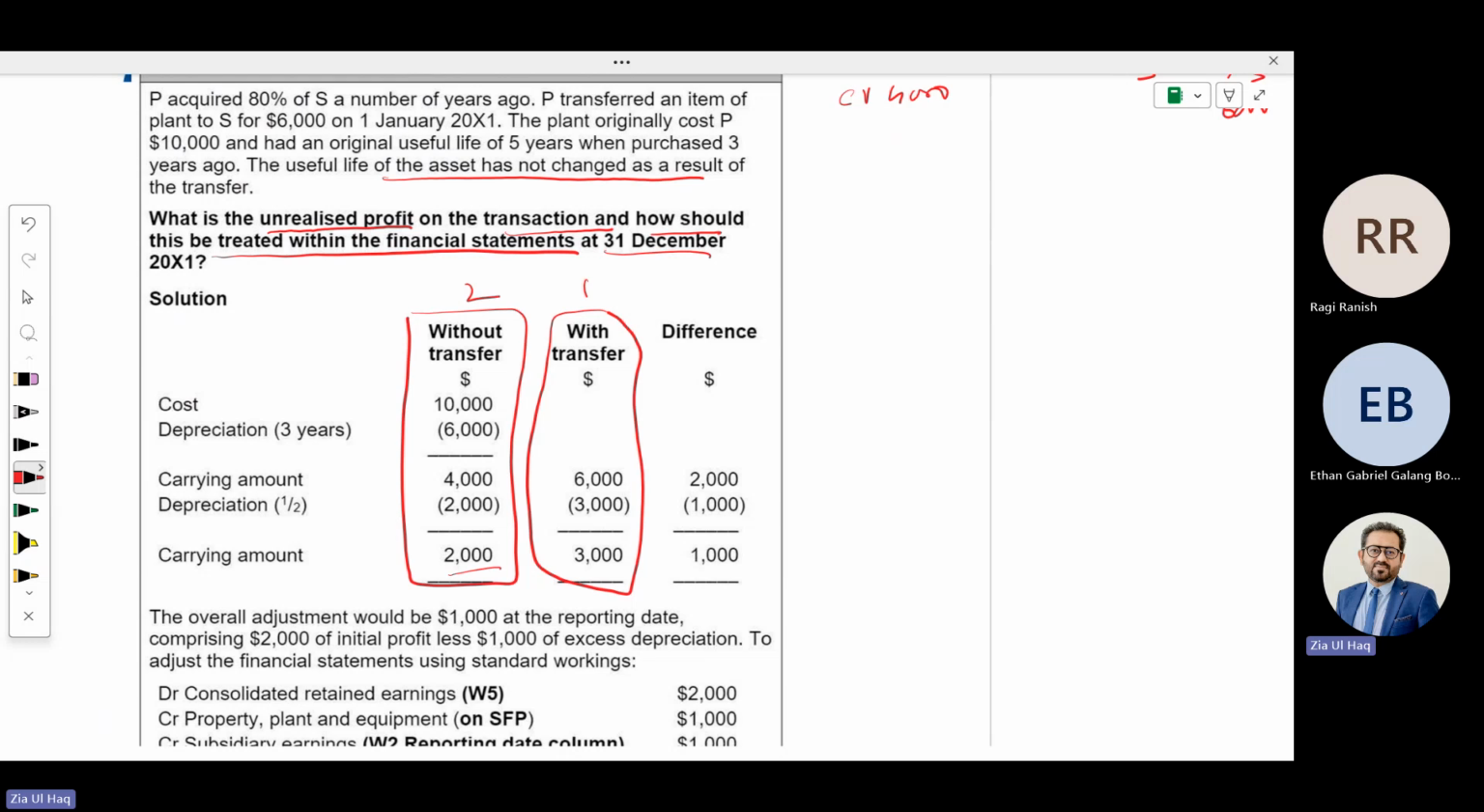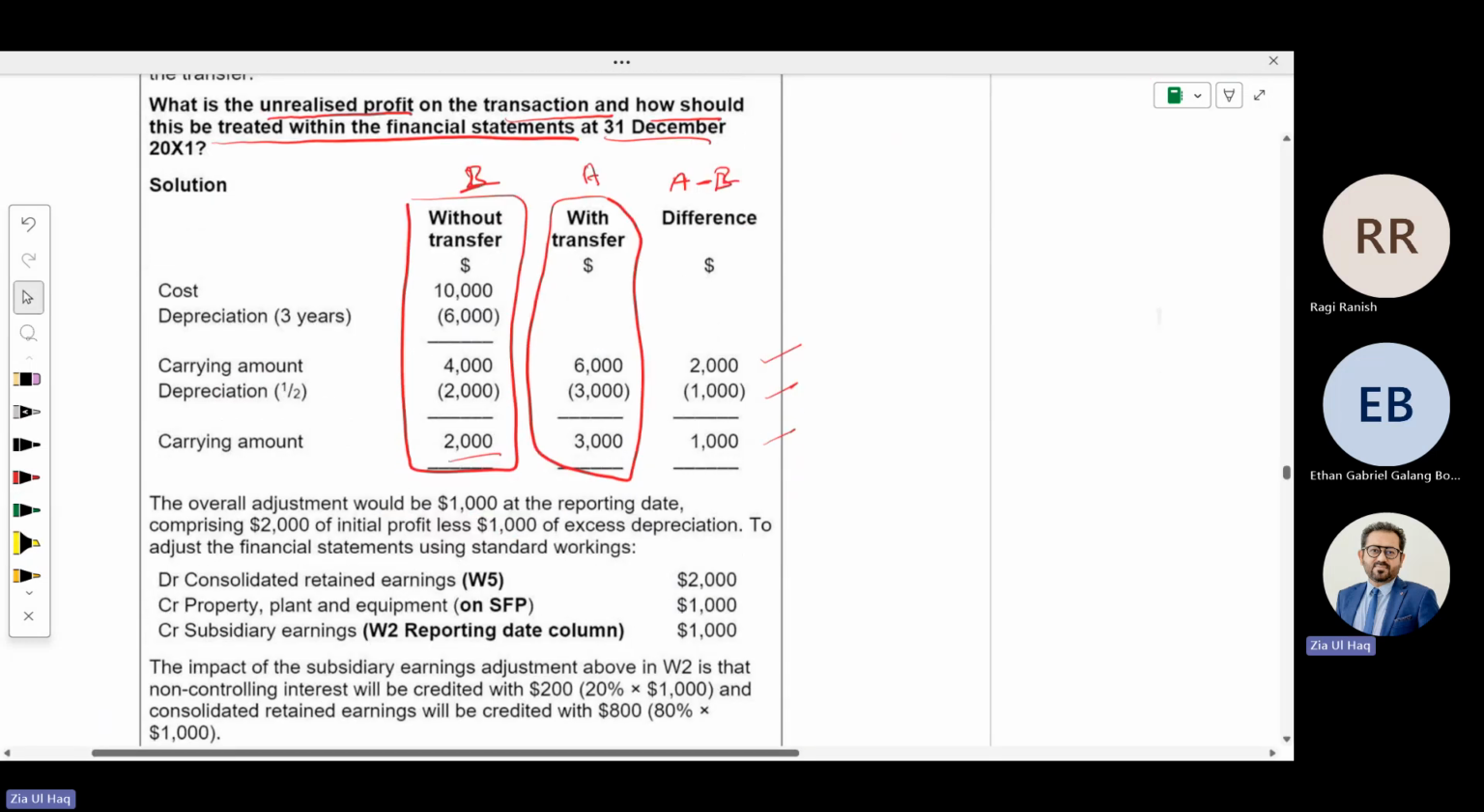With the transfer is number one, without transfer is number two, and difference is 1 minus 2. Or you can say this is A, this is B, and this is A minus B. So the difference in carrying amount at start of the year, at the date of acquisition, that is 2,000. In depreciation, what's the difference? A minus B, that is 1,000 extra depreciation charged. And at year end, in carrying value, what's the difference is coming? 1,000 extra.